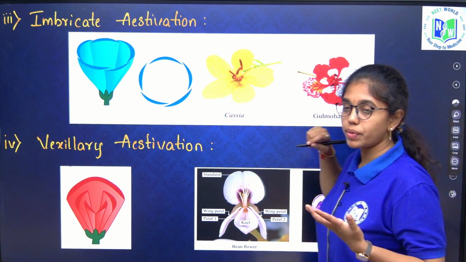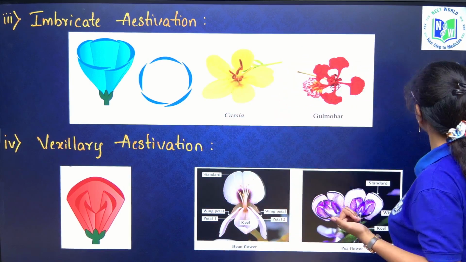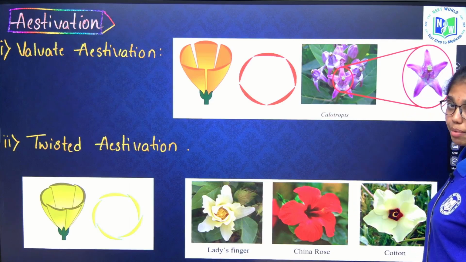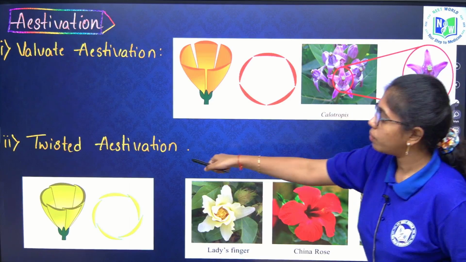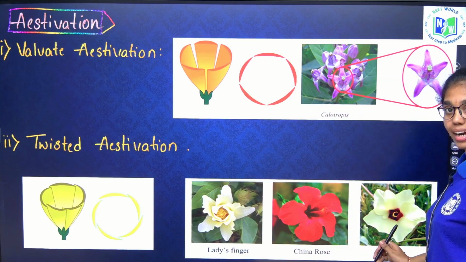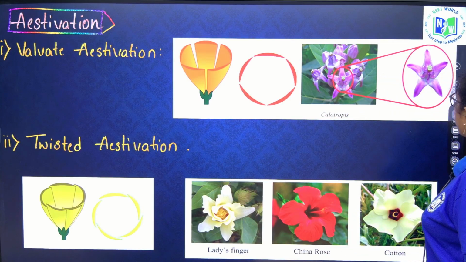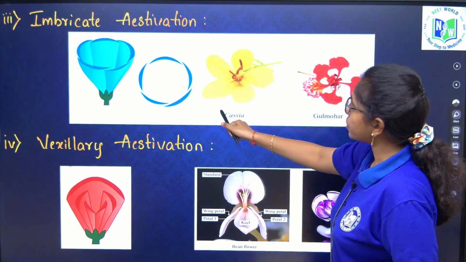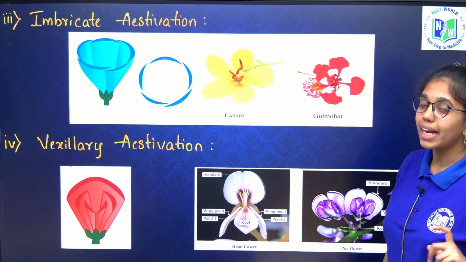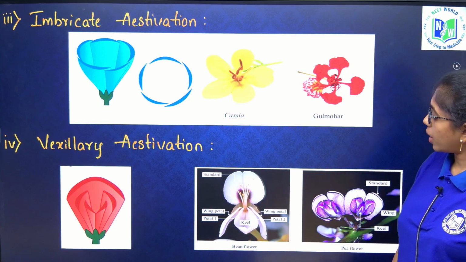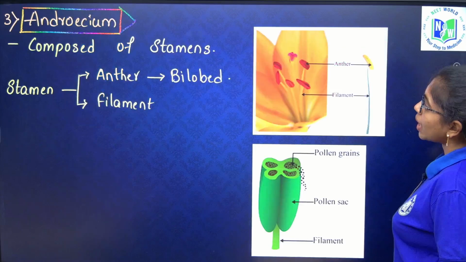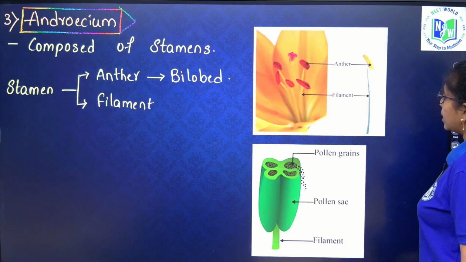What aestivations have we done? We have done valvate aestivation, an example is Calotropis. Twisted aestivation, examples are lady's finger, China rose and cotton. Next, imbricate aestivation, Cassia and Gulmohar. Vexillary aestivation, which you will see in Fabaceae members or Leguminosae, for example, pea and bean. Next, Androecium. This is the next structure.